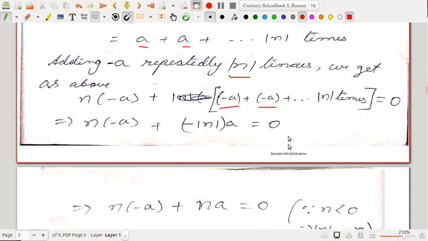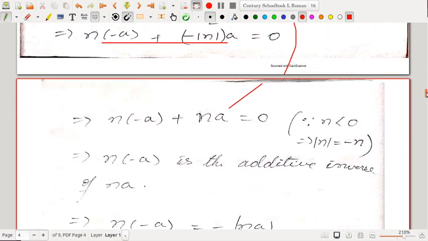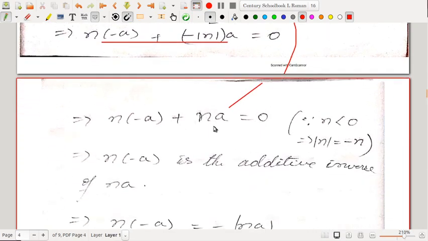So by definition, this is just na. You can skip this step; by definition, we can come to this step. By definition, this gives na. Minus a plus minus a added mod n times is the same as minus mod n multiplied with a. Since mod n is minus n, so it's na. So n into minus a is the additive inverse of na.